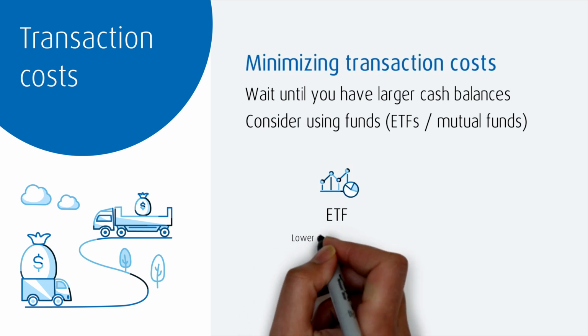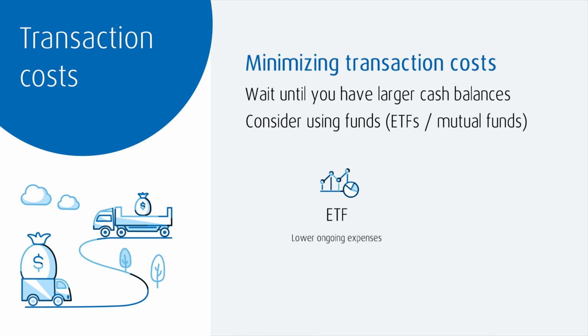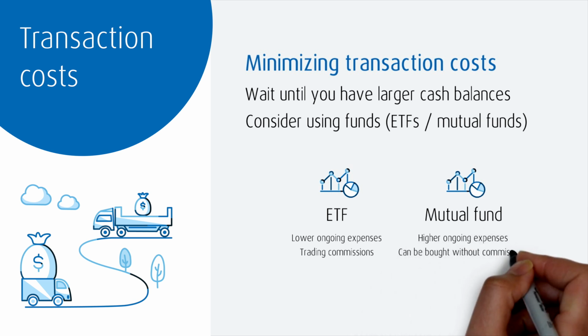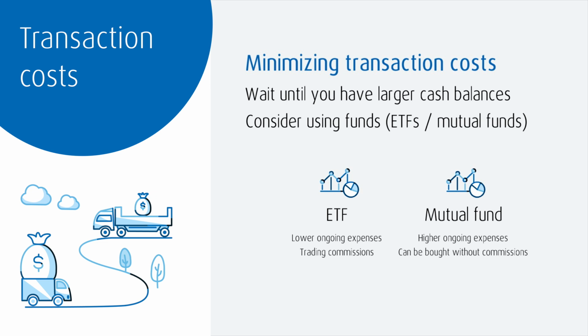Exchange-traded funds tend to have lower ongoing expenses but are subject to trading commissions like stocks. That means you could pay one buying commission and a low ongoing cost to get exposure to many different underlying securities. Mutual funds tend to have higher ongoing costs, but can often be bought without a commission. Different funds have different investment minimum amounts, and these minimums can vary depending on if you are making a single purchase or setting up an ongoing periodic purchase.